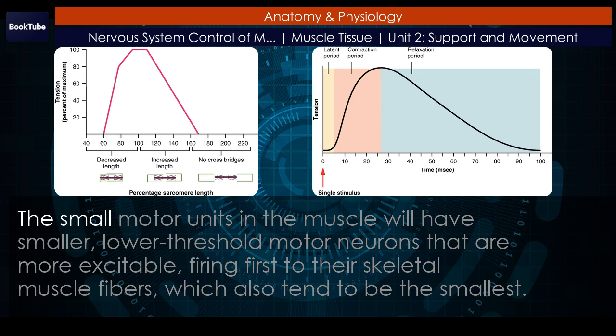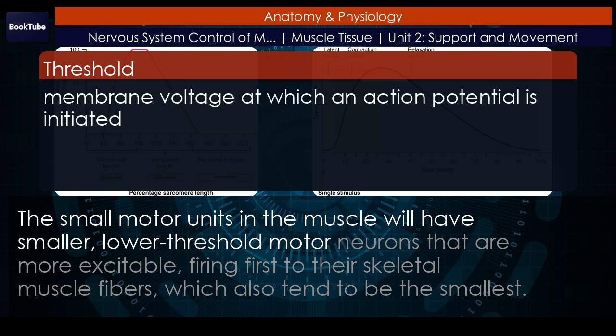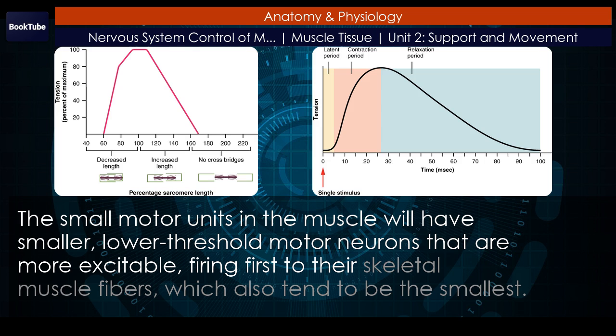The small motor units in the muscle will have smaller, lower threshold motor neurons that are more excitable, firing first to their skeletal muscle fibers, which also tend to be the smallest.